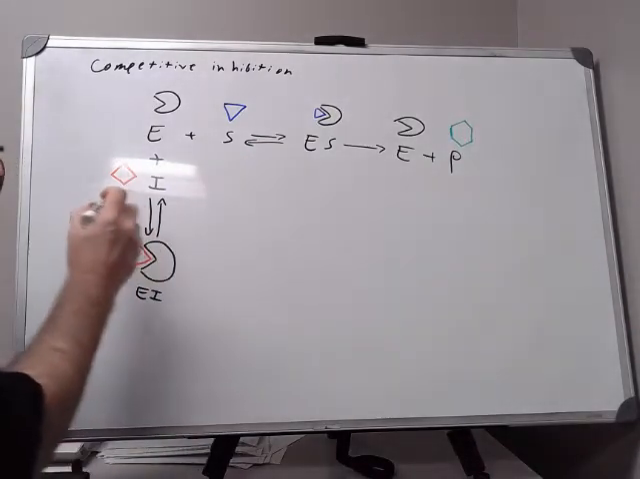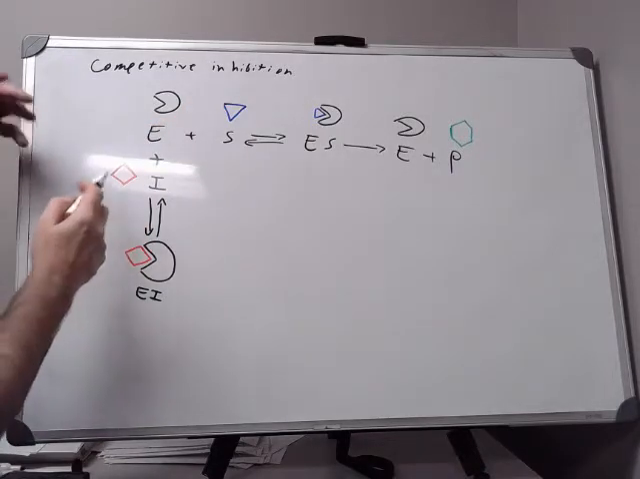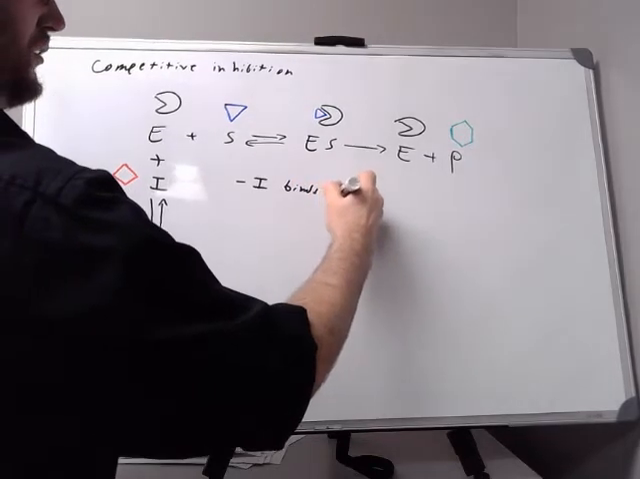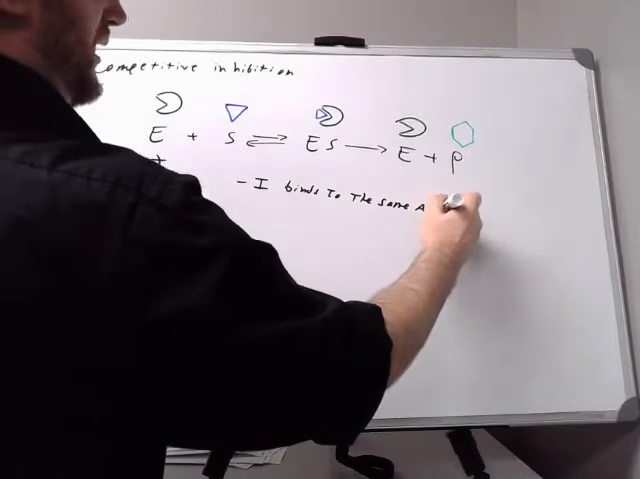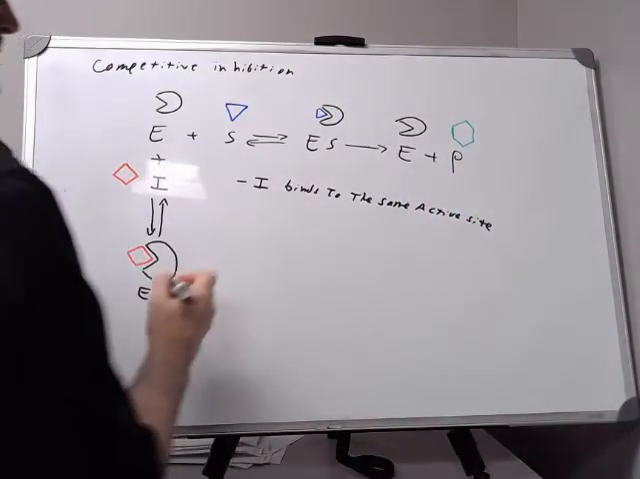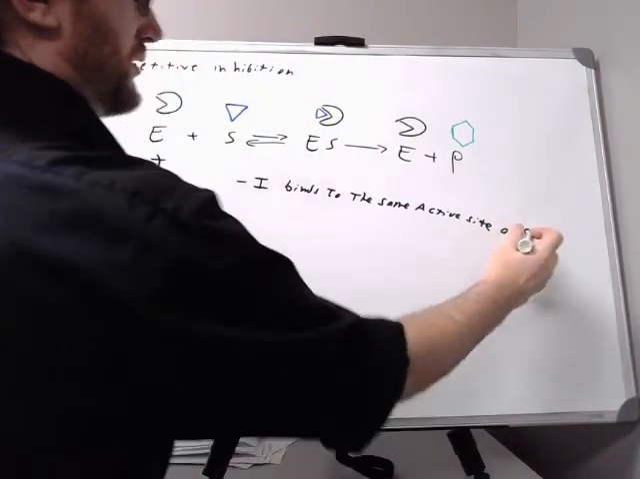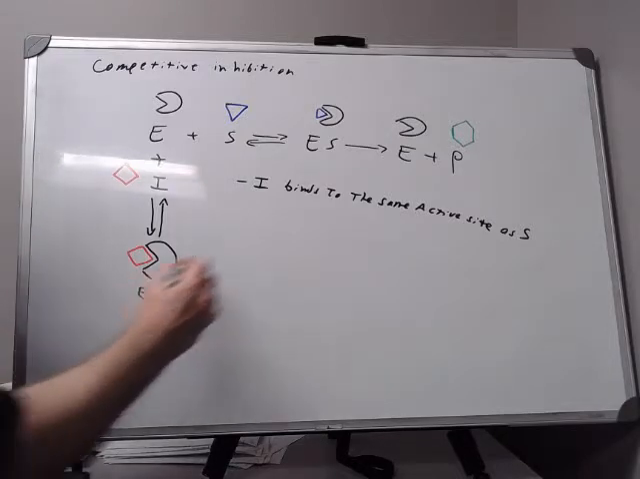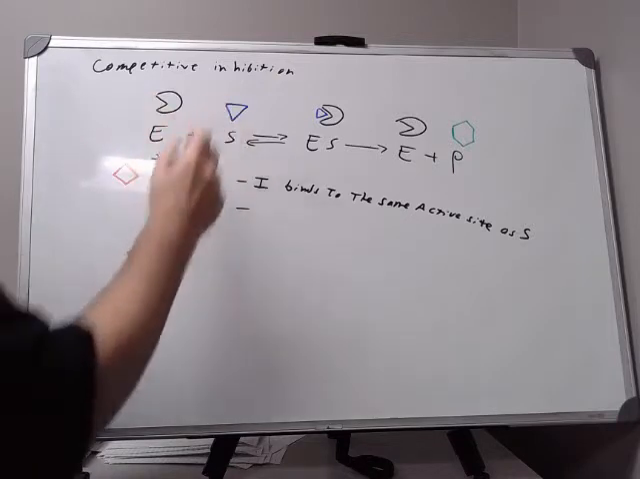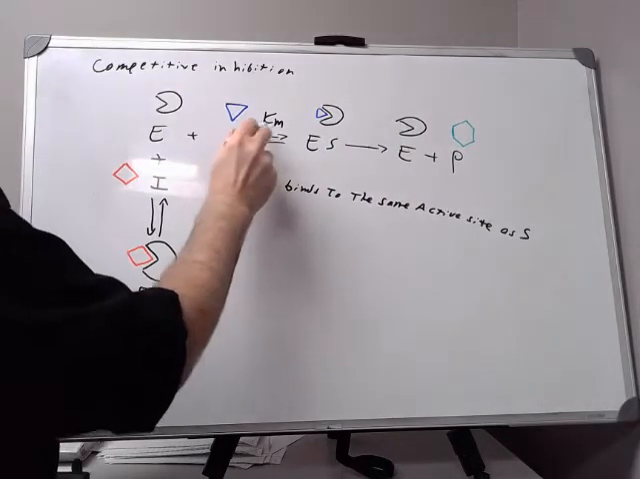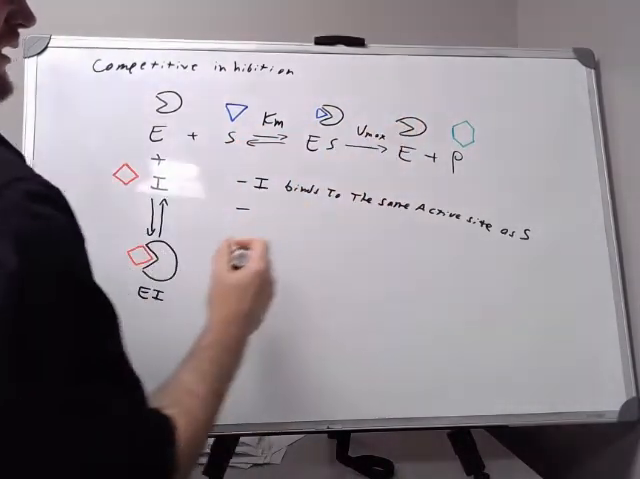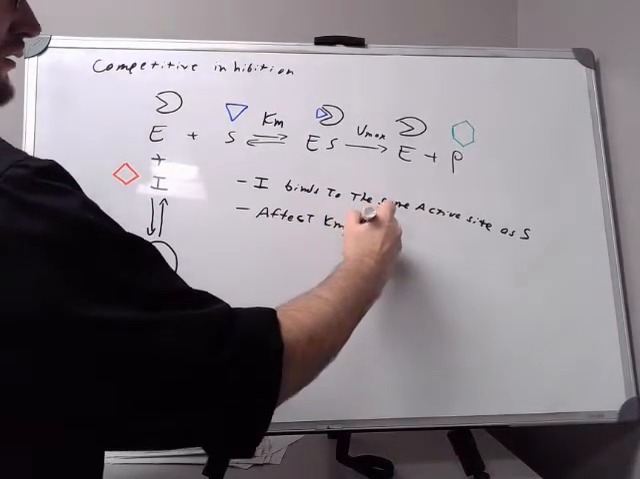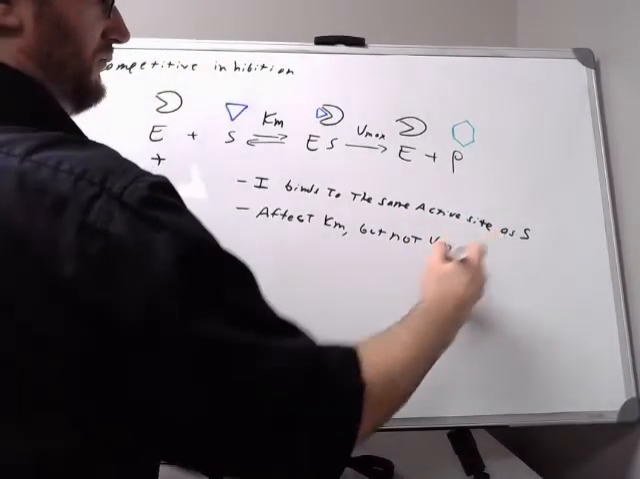And so because the structure of the inhibitor tends to be very similar to the structure of the substrate when we have competitive inhibition, the inhibitor binds to the same active site as substrate. And so that's why it competes for binding, because it occupies the same space. And because it affects the enzyme's ability to bind to the substrate, if we remember, the first step is measured by Km, the second step is measured by Vmax, then competitive inhibitors affect Km, but not Vmax.